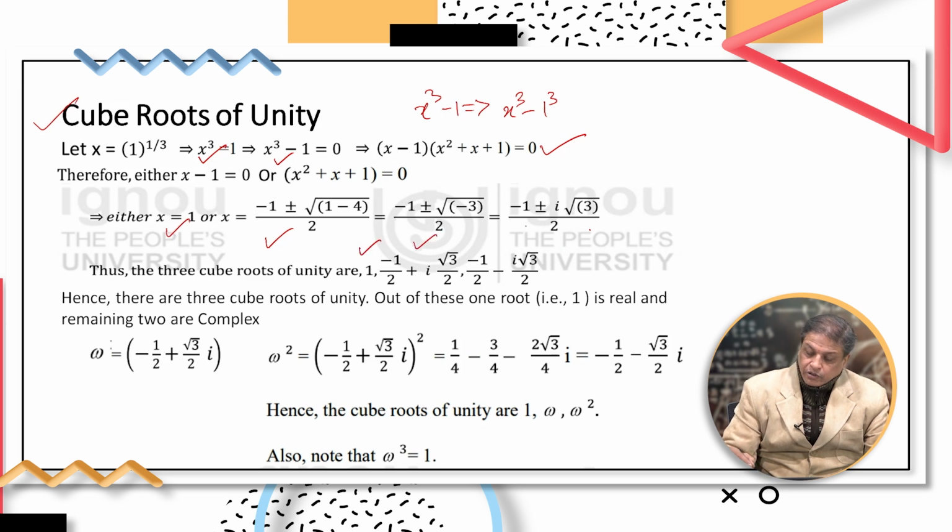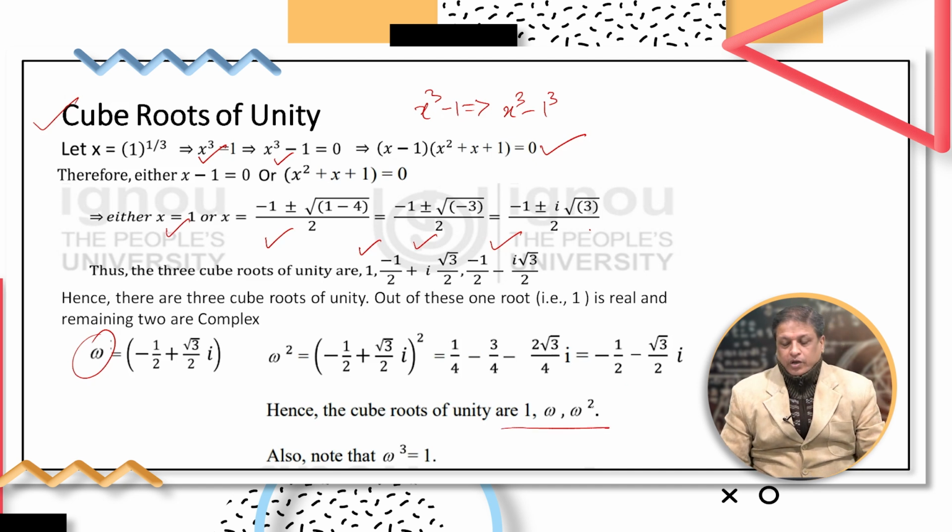These three roots are actually representing the cube roots of unity. So the cube roots of unity are expressed by the term omega, and we learned that there are three roots: 1, omega, and omega square. We also explored how omega cube turns out to be 1.